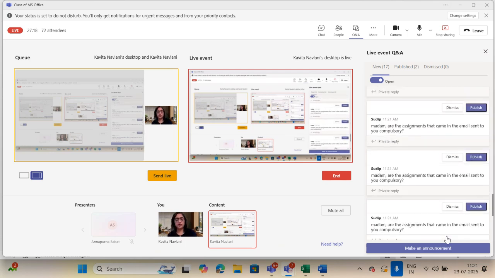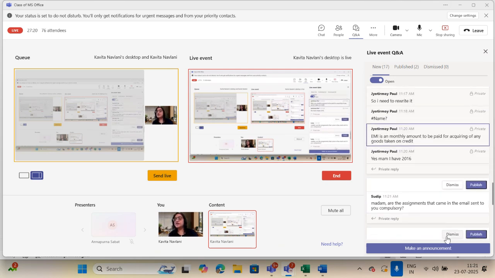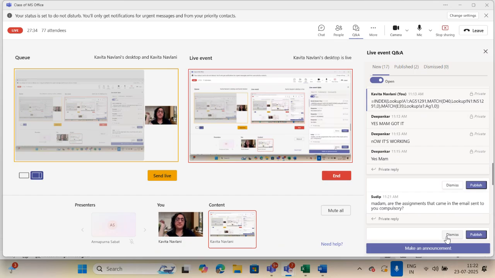Okay, so yes, very good. Yes, Jyotirmay, EMI is a monthly amount to be paid for acquiring any goods taken on credit, like a loan. Okay, Jyotirmay, in 2016, XLOOKUP is not available.